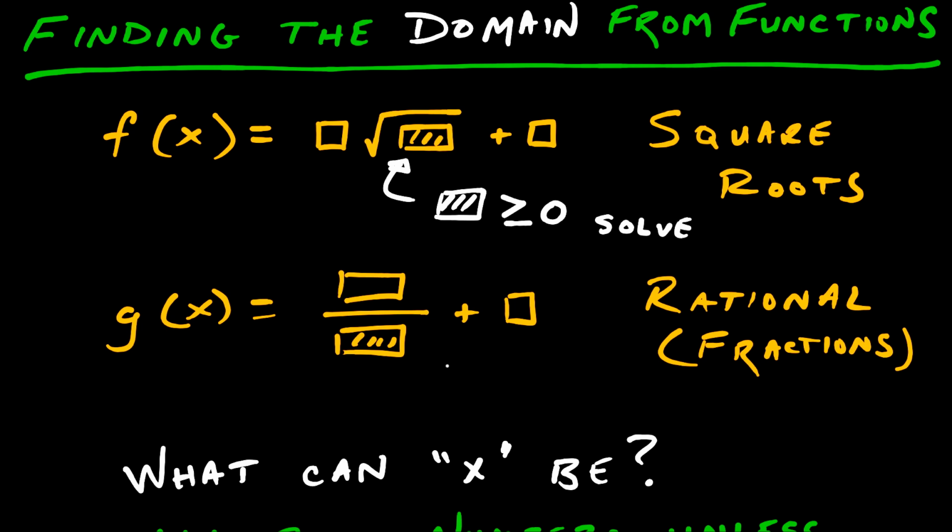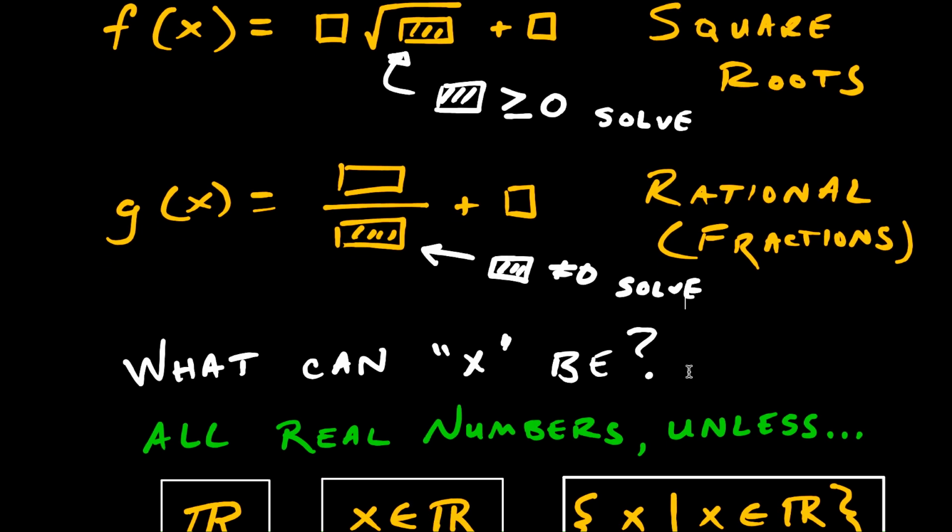For rational functions, very similar. The one thing we can't do is we cannot divide by 0. So we will take whatever's underneath the division bar and we'll make that not equal to 0 and we will solve for what x can be, or really what x can't be.